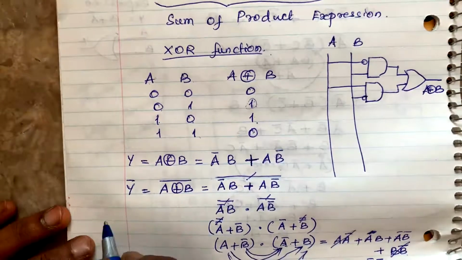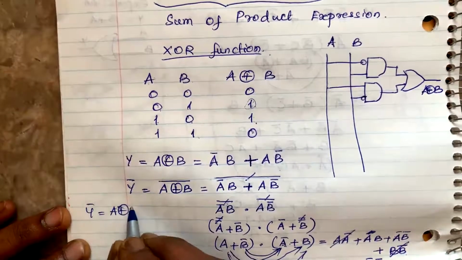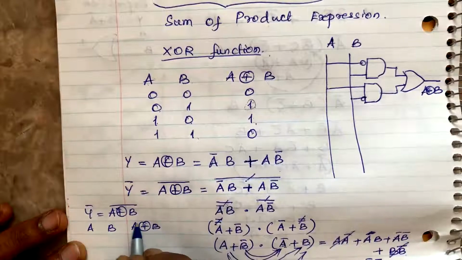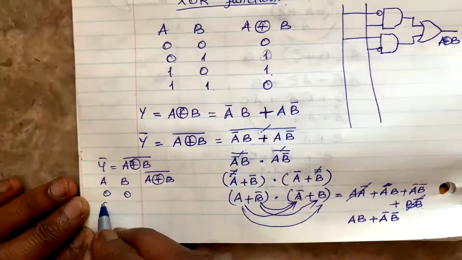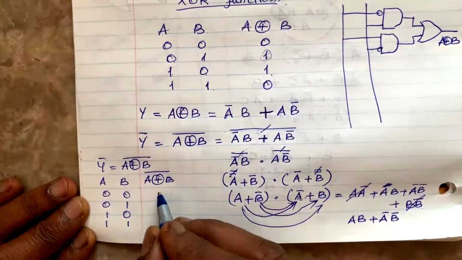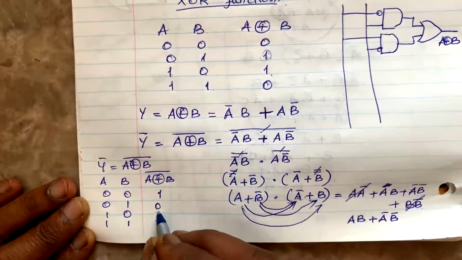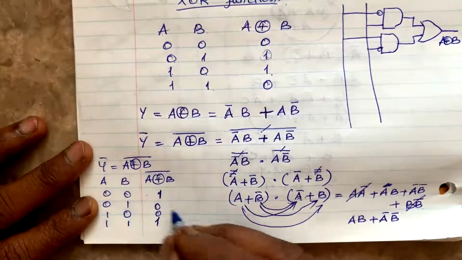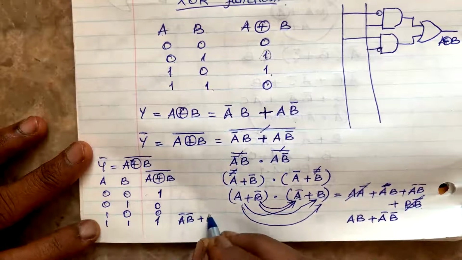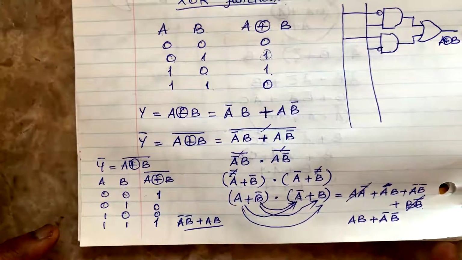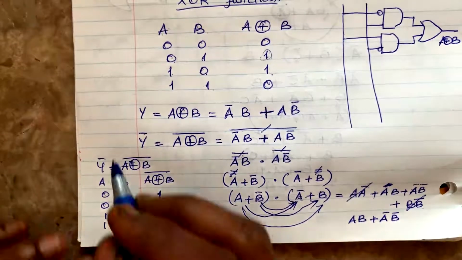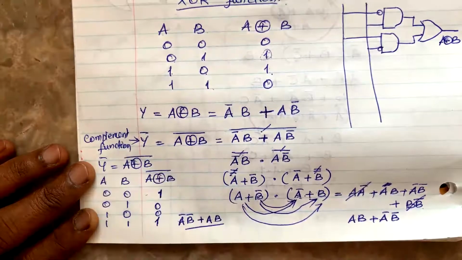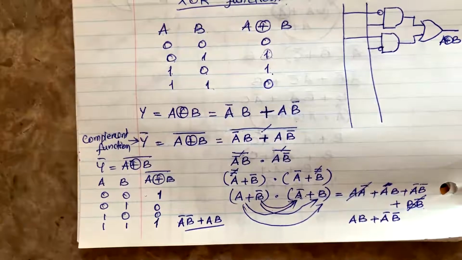If you want to sketch the truth table for y bar equals A XOR B, the whole complement: A, B, A XOR B complement, 0 0, 0 1, 1 0, 1 1. Zeros from here should be changed to ones and ones should be changed to zeros. That's it. Now from here we again take the ones to write the min terms. So the min terms are A bar B bar plus AB. All right, this is what we obtained here also, AB plus A bar B bar. So this is what is called the complement function. Is that okay?